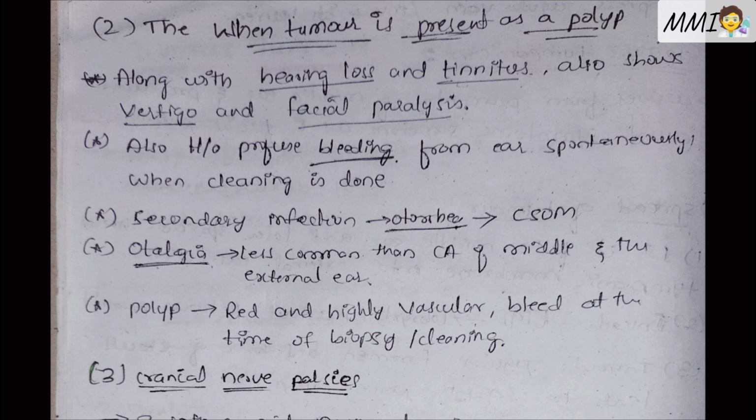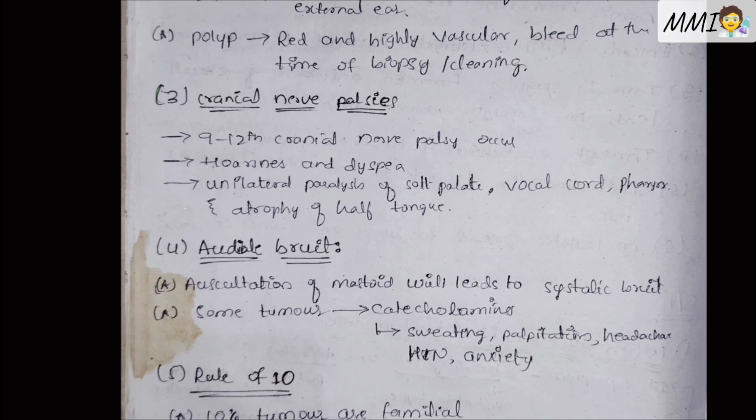Secondary infection, that is otorrhea, is associated with CSOM. Otalgia is less common than in carcinoma of the middle ear and external ear. The polyp is red and highly vascular, and bleeds at the time of biopsy and cleaning. The tumor is more vascular, that's why there are higher chances of bleeding, that is what they want to say.